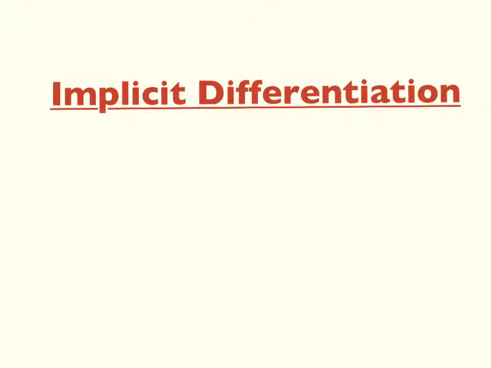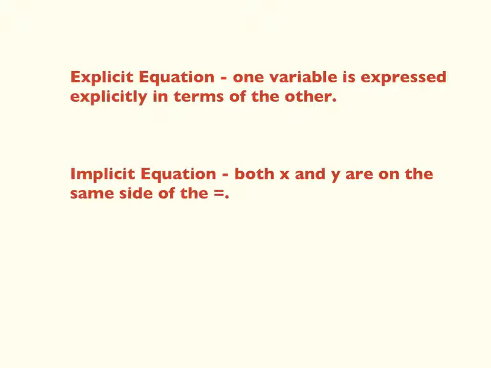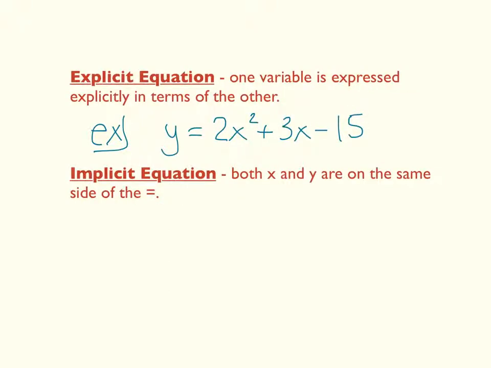Welcome back, everyone. Today we're going to talk about another great topic in AP Calculus, and that would be implicit differentiation. Okay, so we're going to start off by talking about a little vocabulary. The equations that you're used to are called explicit equations, where one variable is expressed explicitly in terms of the other. For example, if I had y is equal to 2x squared plus 3x minus 15, in this example, we have our variable y expressed in terms of x.